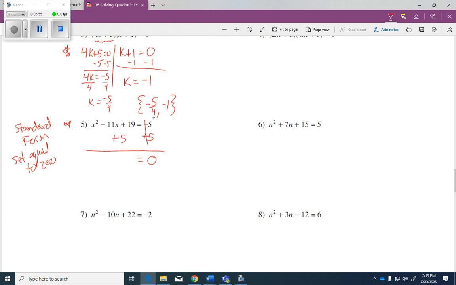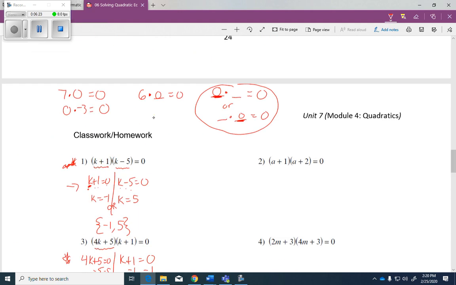On the left side, by combining like terms, I get x squared minus 11x plus 24. Now I have a trinomial. We know that trinomials can be factored into the product of two binomials. So I do want to try and get this to look like number 1 or number 3, where I have two factors being multiplied to equal 0.